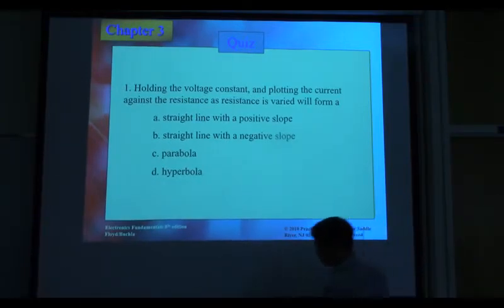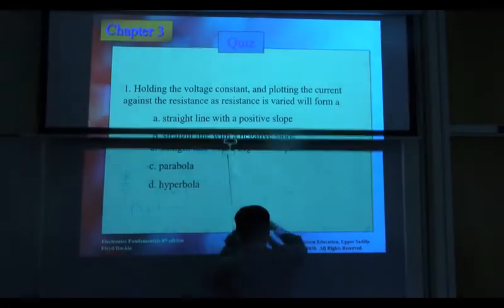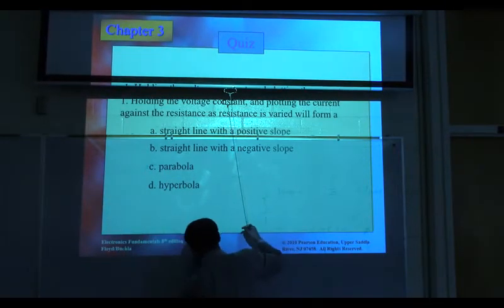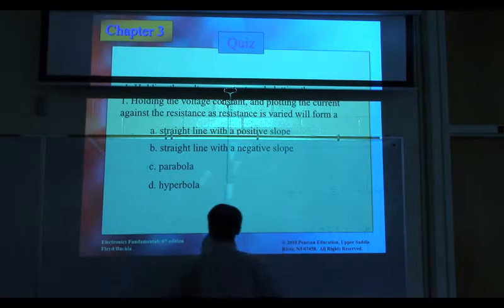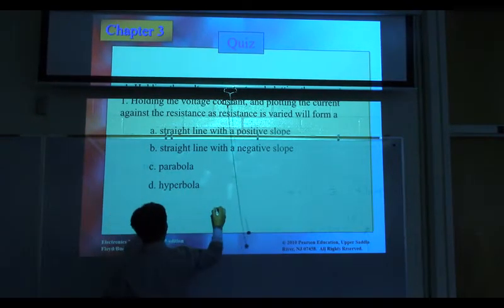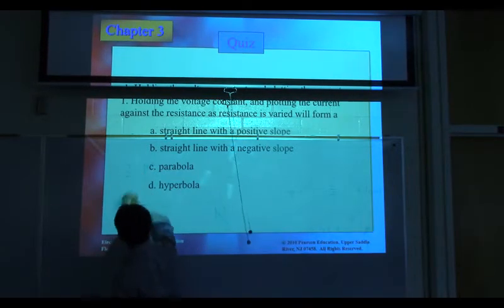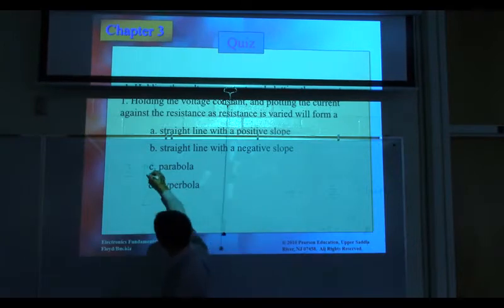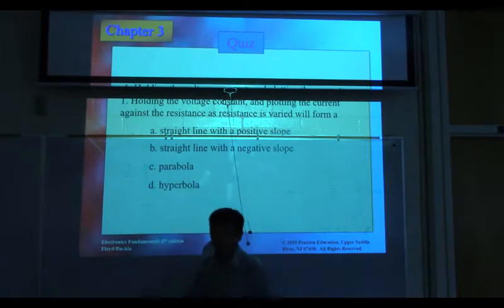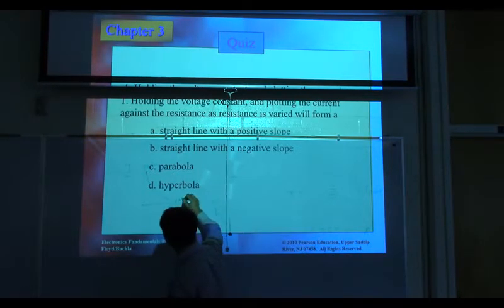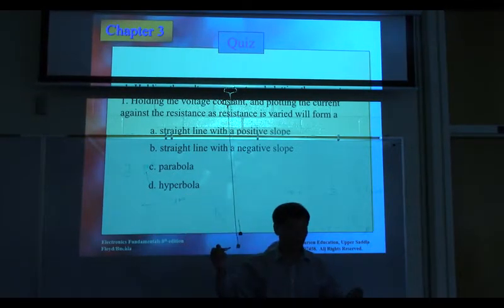So if we discuss this in more detail, this one is the resistance. This one is the current. For a fixed voltage, the line must be like this. Suppose for this line the voltage equals 10. I just make an assumption. Now we discuss this further.